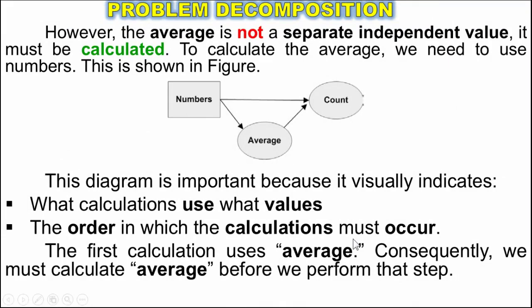However, the average is not a separate, independent value, and it must be calculated. To calculate the average, we need to use numbers. This is shown in this figure. This diagram is important because it visually indicates what calculations use what values. Second, the order in which the calculations must occur. The first calculation uses average. Consequently, we must calculate average before we perform that step, which is compare and count.